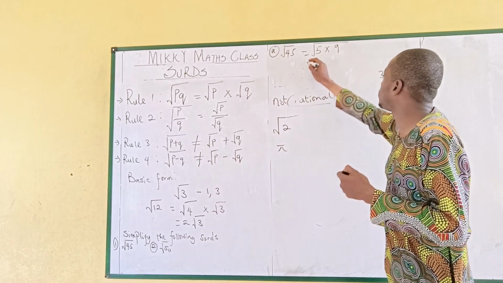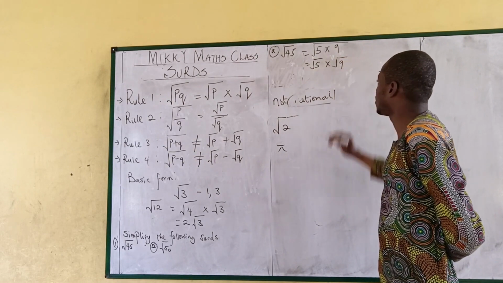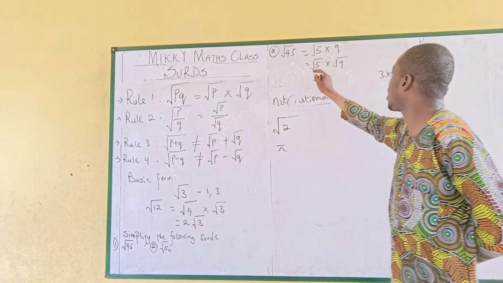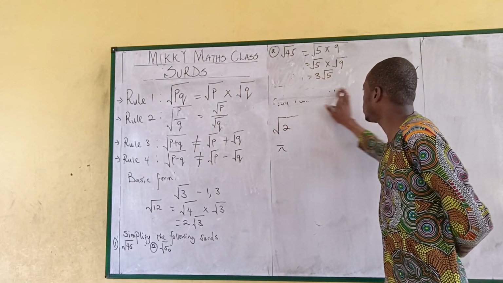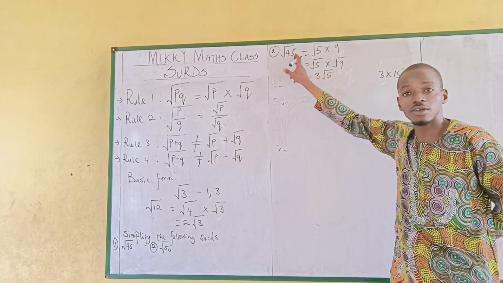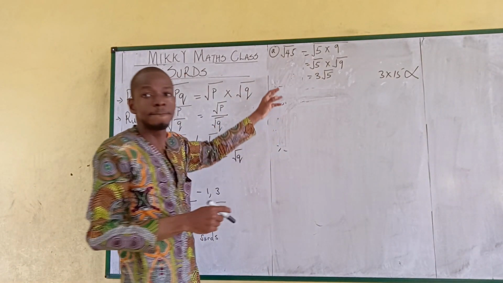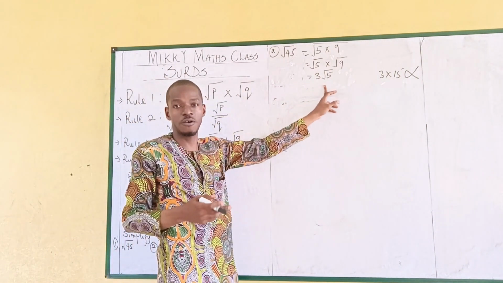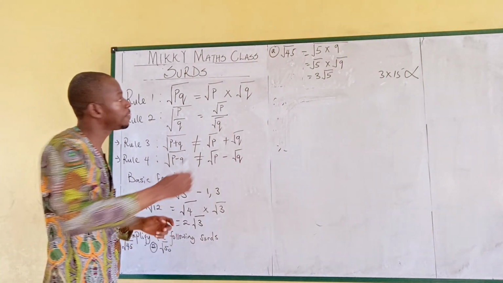So, therefore, this becomes root 5 times root 9. Square root of 9 is what? 3. So that's 3 root 5. I've ended up simplifying this surd to its basic form. So 3 root 5 is the surd in its basic form. Okay, the second question says root 50.